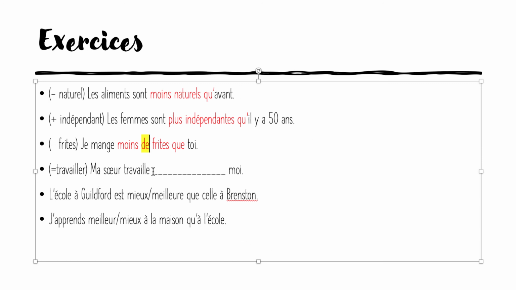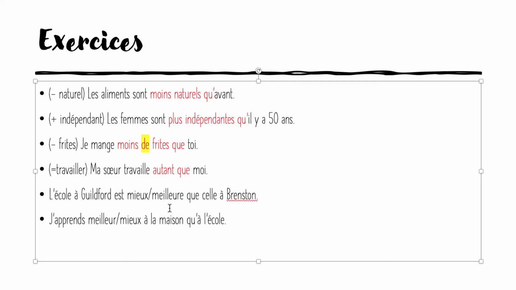Ma sœur travaille. Now, you want to say that it's the same intensity, right? Let's see how we're going to do this. Autant que moi, right? It's a bit simpler when it comes to verbs. You just need to have your verb first, and then your comparison word, and then the que, okay? L'école, now we're just going to be choosing between the two. L'école à Guilford est mieux, meilleure que celle à Branston.